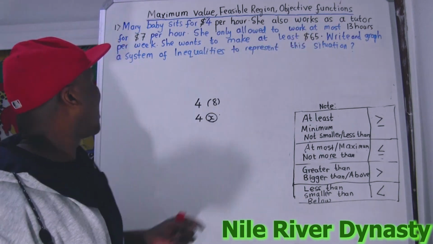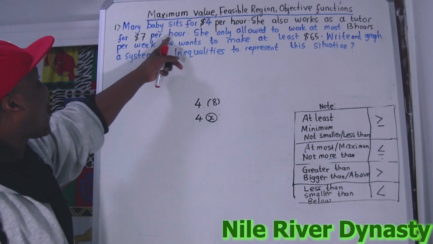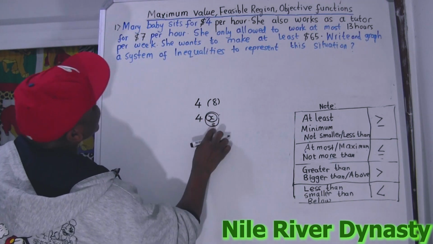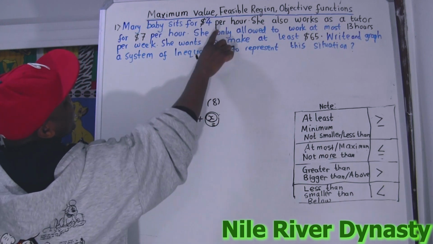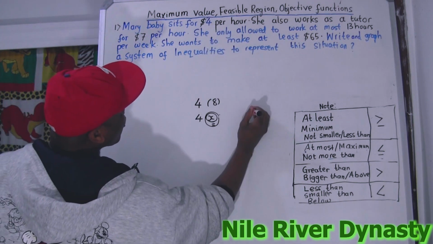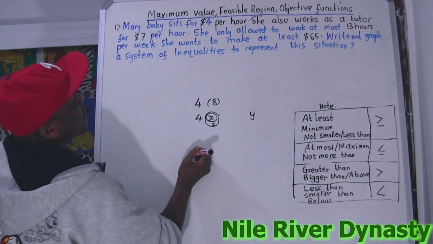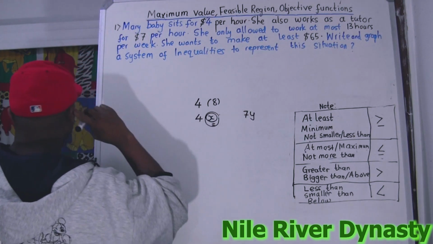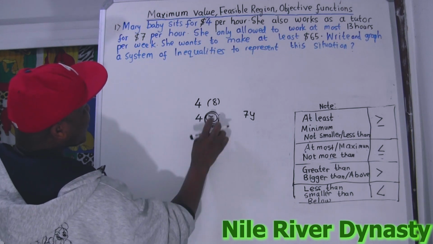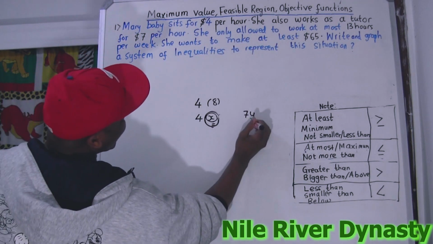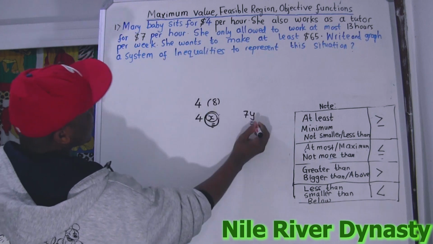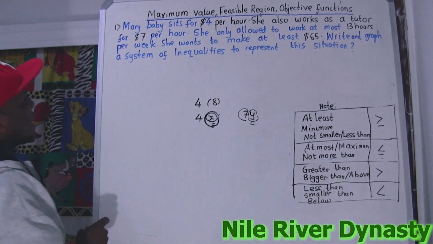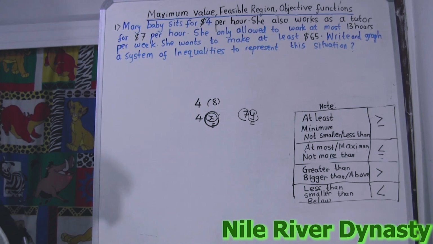She also works as a tutor, and she is paid $7 per hour. So x is the number of hours that she babysits, and for tutor, let's call it y. So this is going to be y times 7. But this is the number of hours for babysit and the number of hours for tutor, because for 1 hour it's 7, and we don't know how many hours.